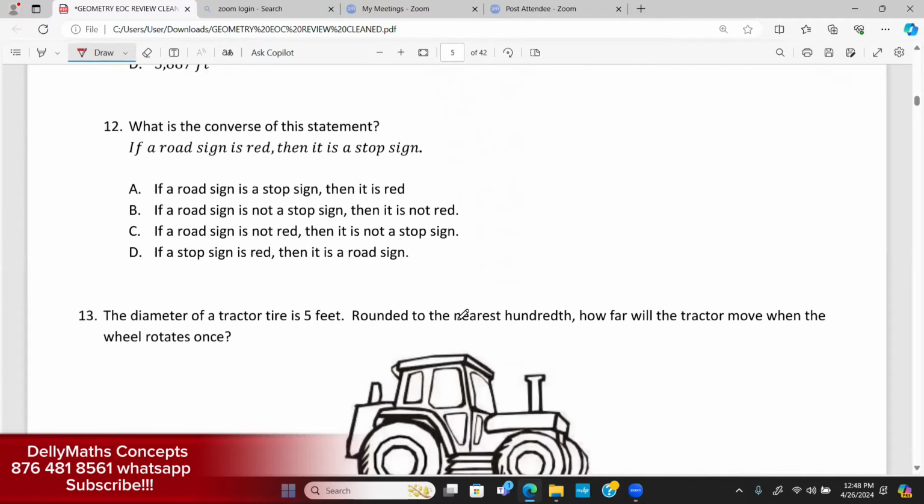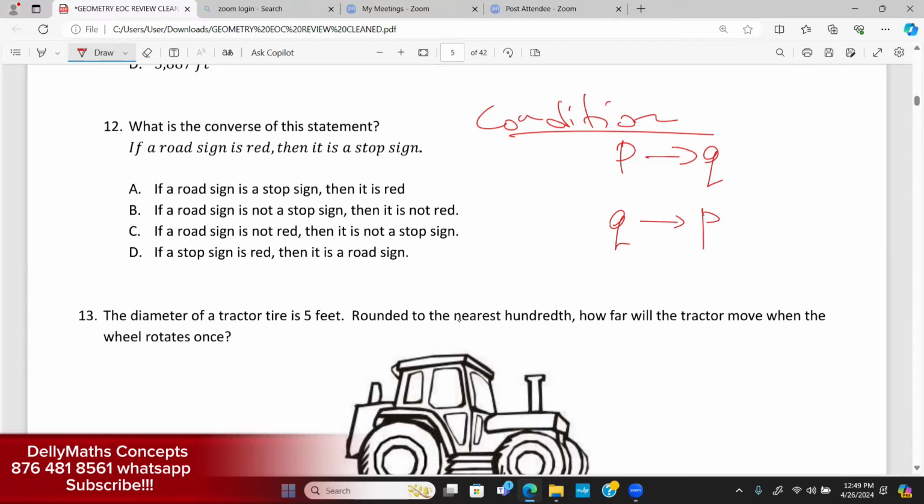Number 12. What is the converse of this statement? Remember, let us say we have our conditional statement: if P, then Q. Converse is the reverse of this. So the converse is going to be if Q, then P. So that's all the converse is. If we have our condition, if P, then Q, the reverse of it switches places.